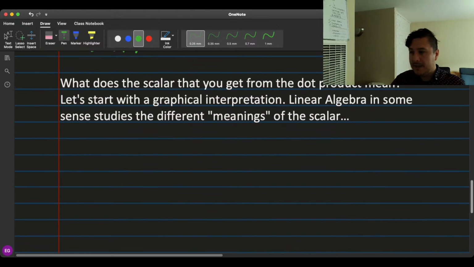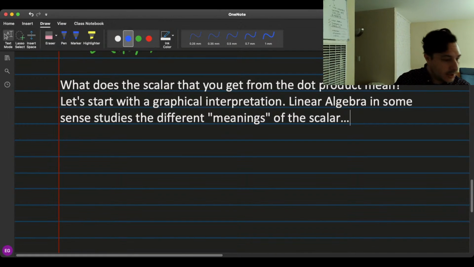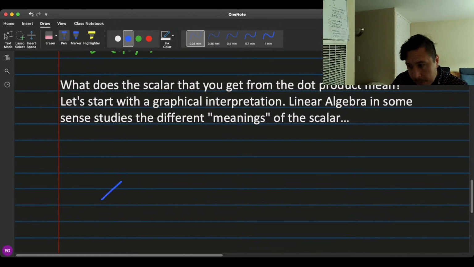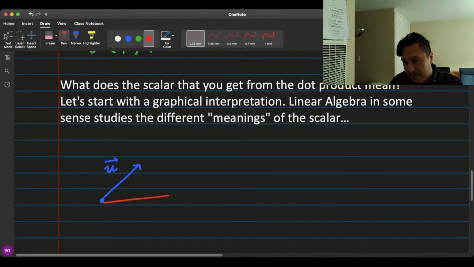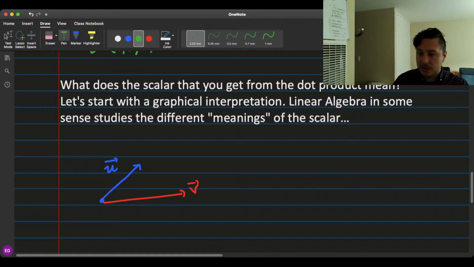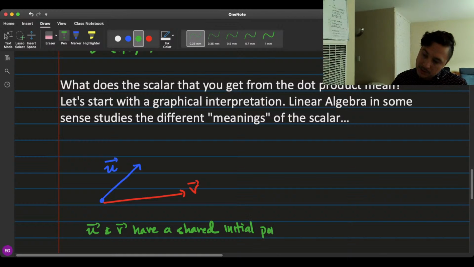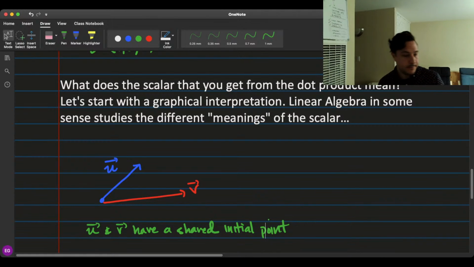So, graphically, what does it mean to dot product two things? So let's start with a picture. Let's say that you have a vector u as a starting point right here. And let's say that you also have a vector v. So let's say U and V have a shared initial point.